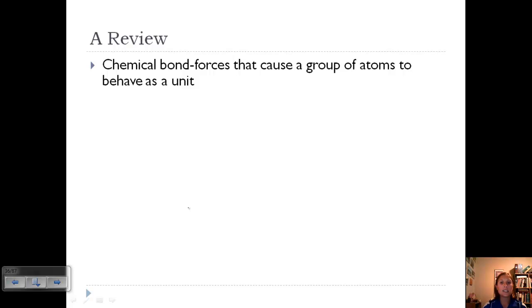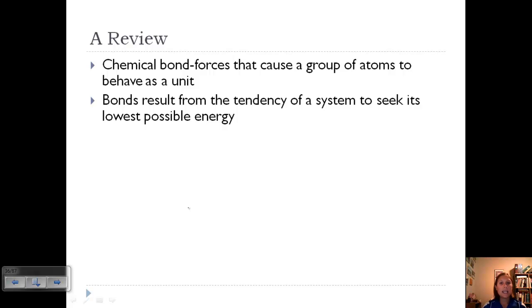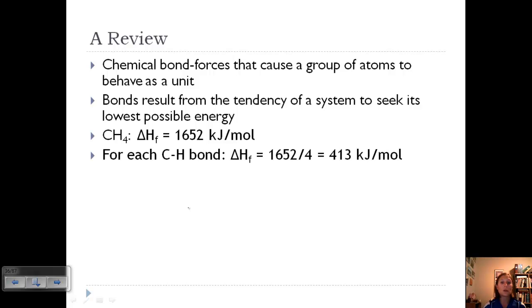A chemical bond is a force or forces that cause a group of atoms to behave as a unit, basically sticks them together. Bonds result from the tendency of a system to seek its lowest possible energy. So if you remember, a lot of the conversations we've had have been about finding either the electron configuration or the bonding orientation that will give the lowest possible energy. If we take a look at methane, which is CH4, its heat of formation is 1,652 kilojoules per mole.